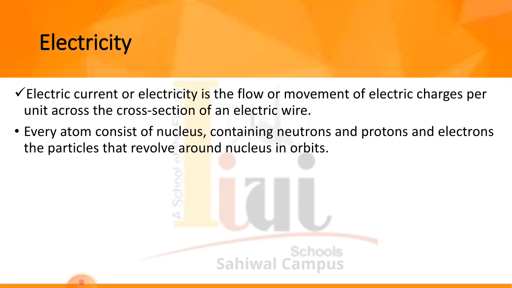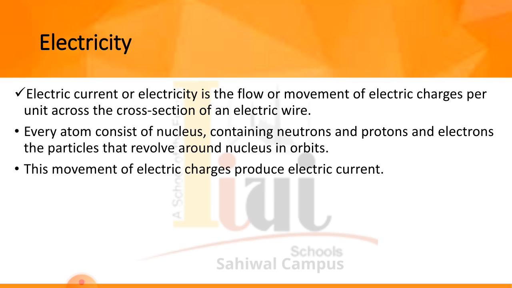Every atom consists of a nucleus containing neutrons and protons, and electrons, the particles that revolve around the nucleus in the orbit. This movement of electric charges produces electric current. So the movement of this type of fundamental particle, that is the electron having a negative charge, produces electricity, and the flow or the movement of these charges produces the electric current.